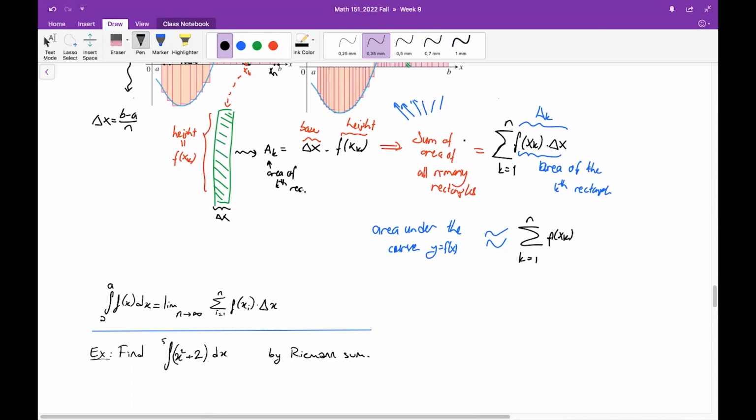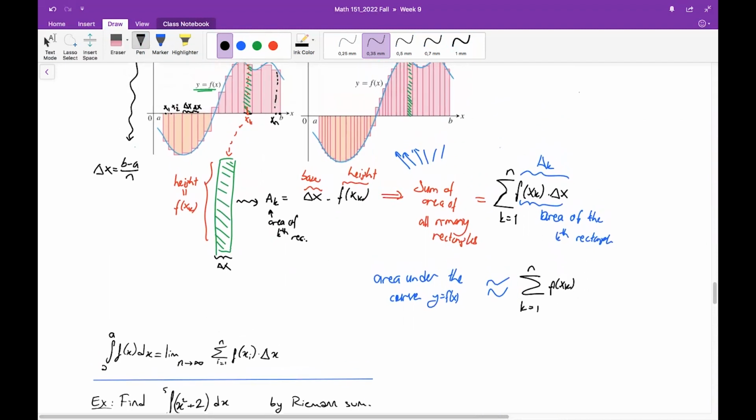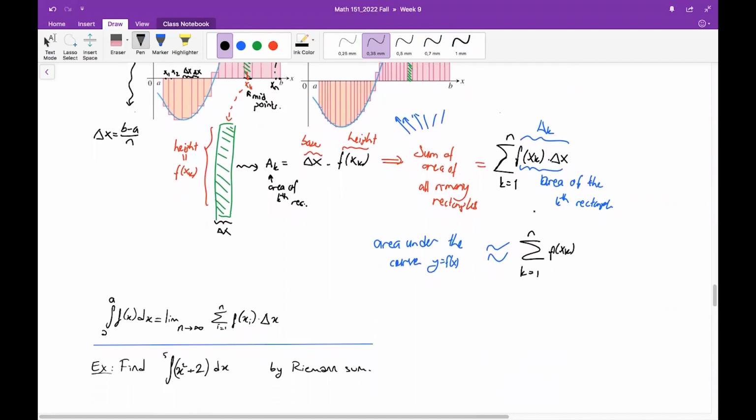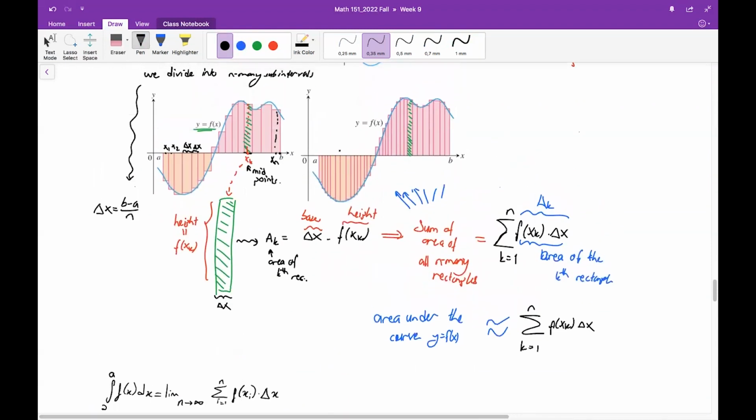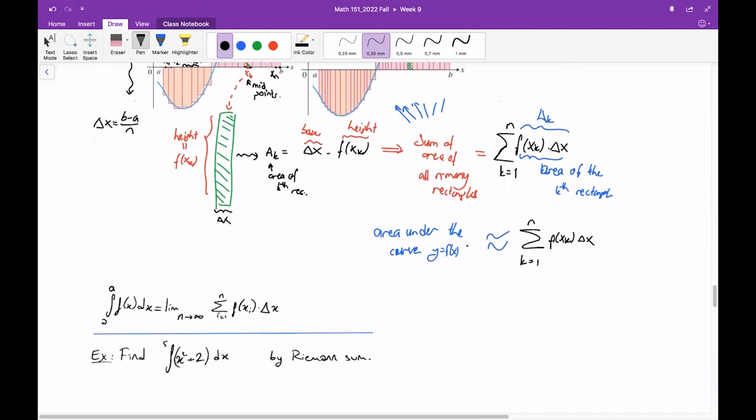These xk's can be the midpoints, left-hand points, and right-hand points. And in our figure, they are the midpoints of the subintervals. And so this sigma notation gives us the sum of the areas of the approximating rectangles. But as you can see from the figures, this is either a lower sum or an upper sum. I mean, this is not the exact area under the curve.